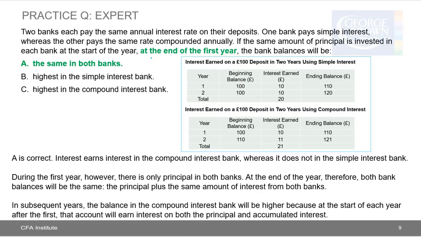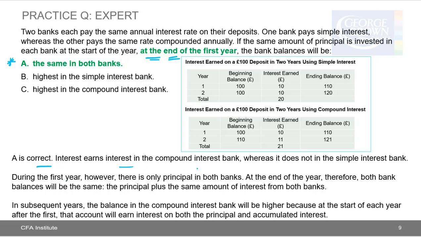This question is not so difficult, but it brings up the issue of reading the questions very carefully, because I highlighted here in bold and green that it's saying that if the same amount of principal is invested at each bank at the start of the year, at the end of the first year, the bank balances will be the same, okay? A is correct.